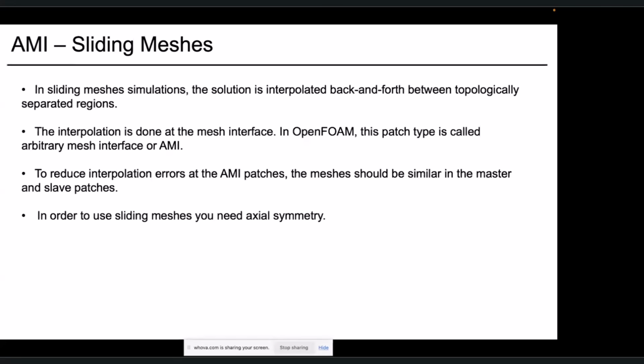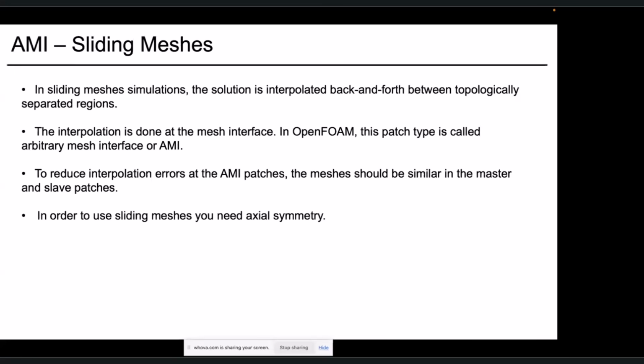All right. And the solution is interpolated back and forth between these two topologically separated regions, in this case one is rotor, another is stator. And this interface is actually called the arbitrary mesh interface, where the interpolation is done. All right. And to reduce the interpolation errors at the AMI patches, the meshes should be similar in both the master and the slave patches, which we call the rotor and the stator patches in other ways.